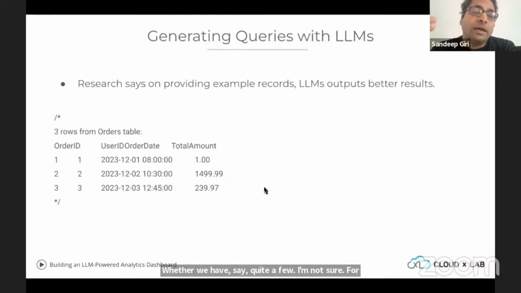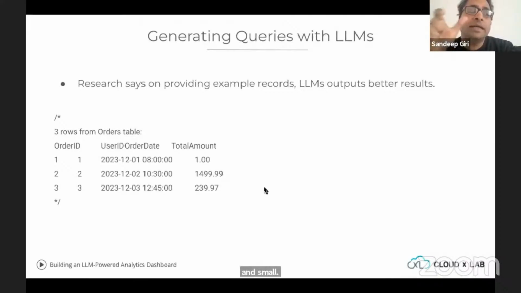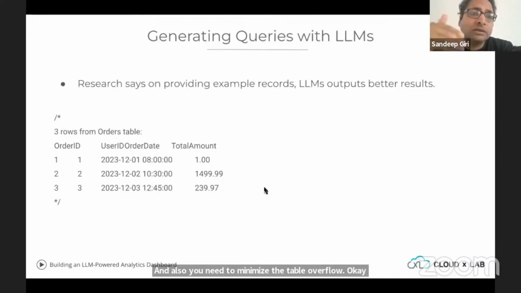Further, when you are dealing with hundreds of tables, you will have to make sure that your table names are clean and small. And also you need to minimize the table overflow. Okay, so only relevant columns should be made visible to the LLM. So that also our SQL Shield will provide.